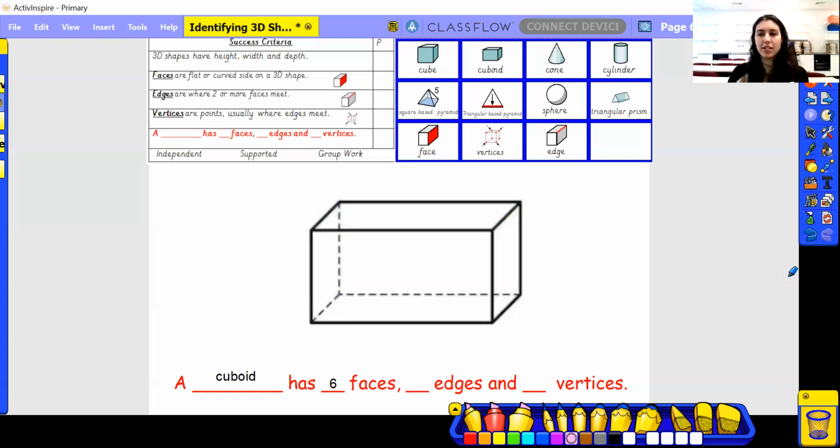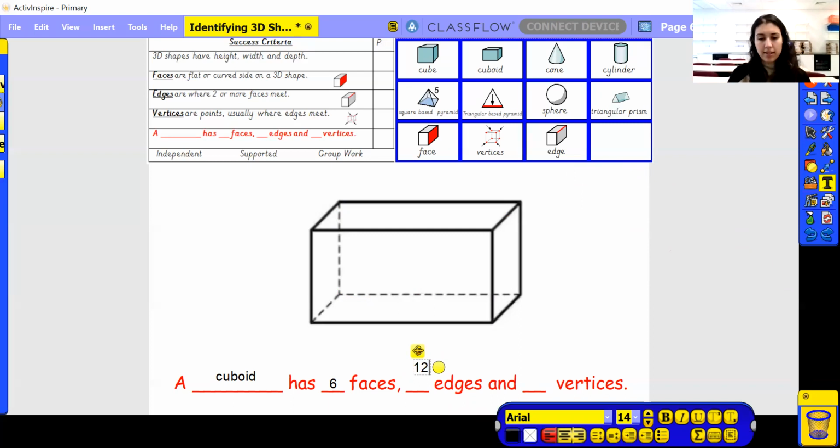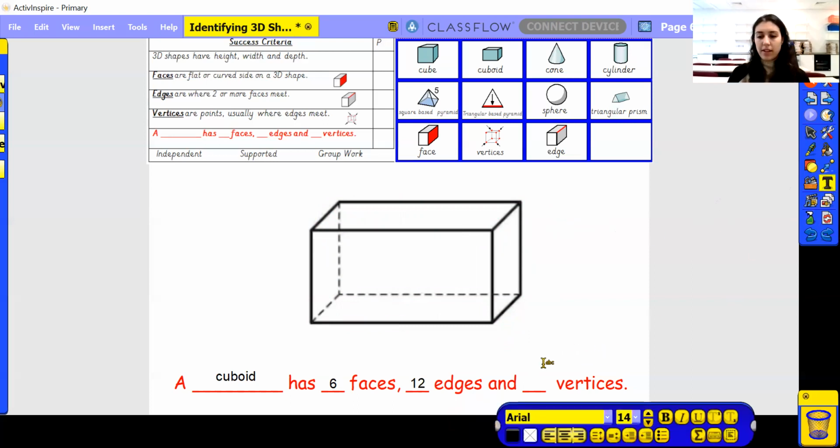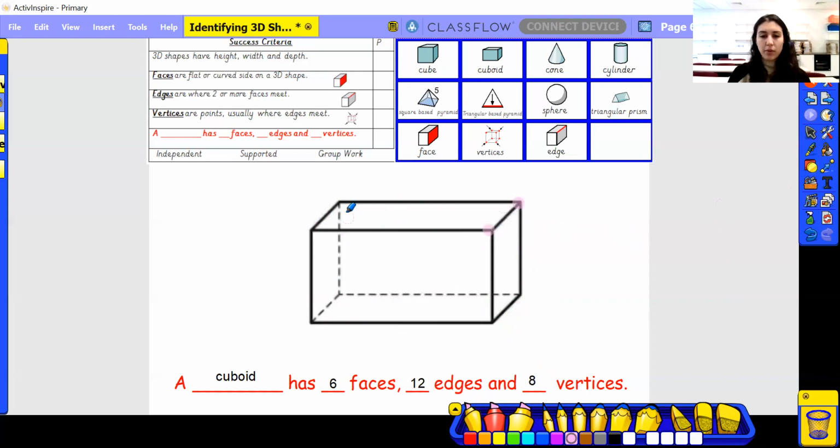Okay, let's count those edges. And remember, edges are where the faces meet. So 1, 2, 3, 4, 5, 6, 7, 8, 9, 10, 11, 12. It's got 12 edges. And we can see that on our shape here as well. 1, 2, 3, 4, 5, 6, 7, 8, 9, 10, 11, 12. And let's count those vertices. 1, 2, 3, 4, 5, 6, 7, 8. And let's have a look at identifying those on our shape, on our drawing. 1, 2, 3, 4, 5, 6, 7, 8.